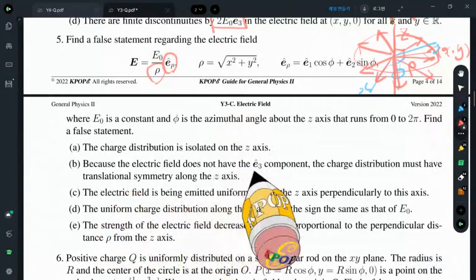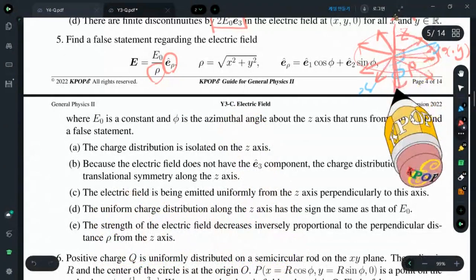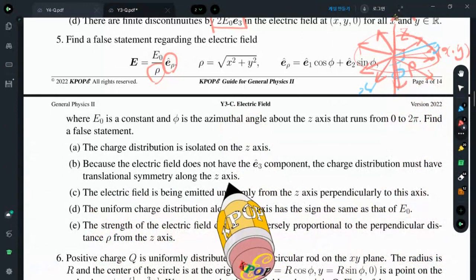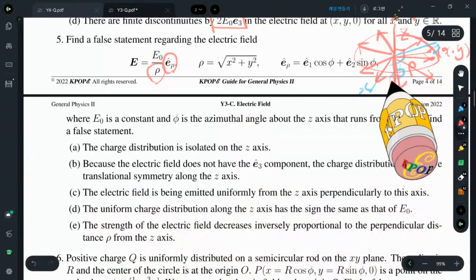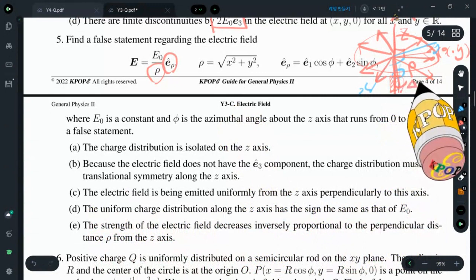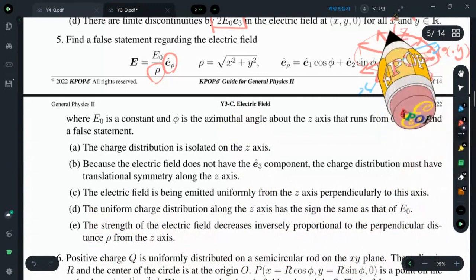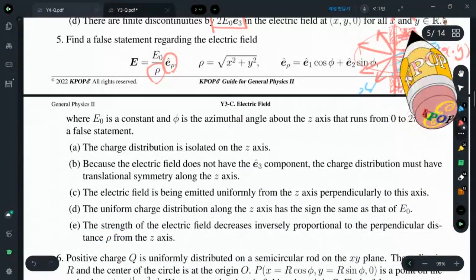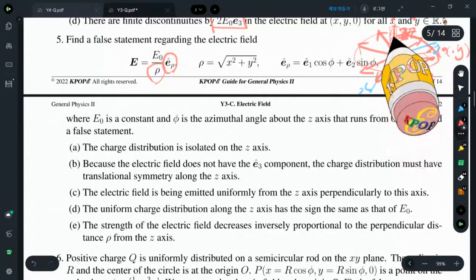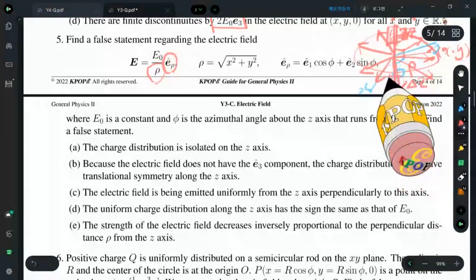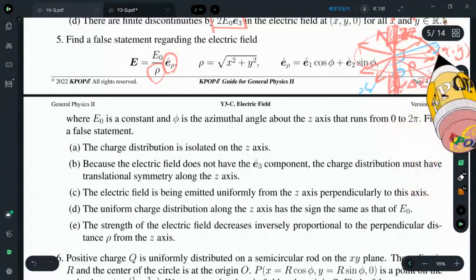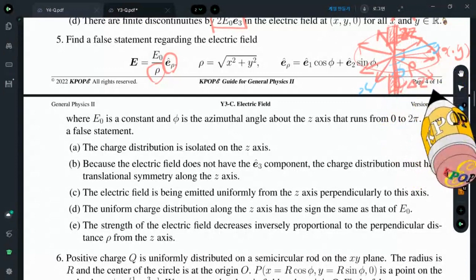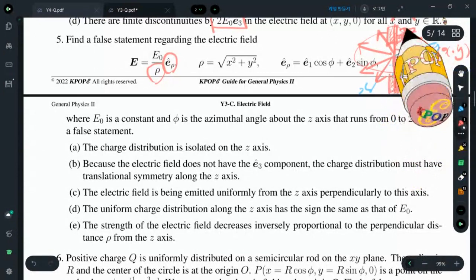Because the electric field does not have an E phi component, the charge distribution must have translational symmetry along the z-axis. Yes, the amount of charge within a delta z here and the amount of charge within a delta z over there must be the same. Only in that case, the up and down symmetry makes the electric field vanish along the z-axis.